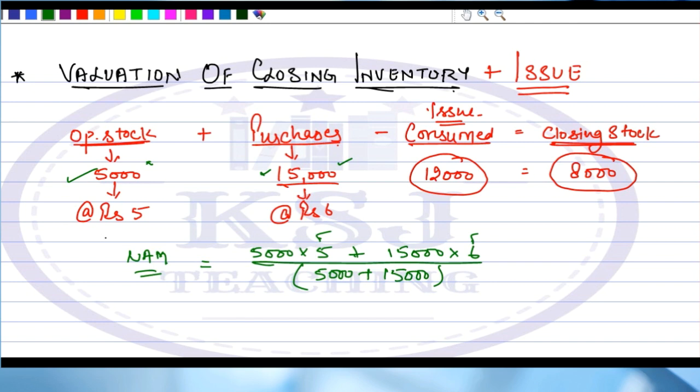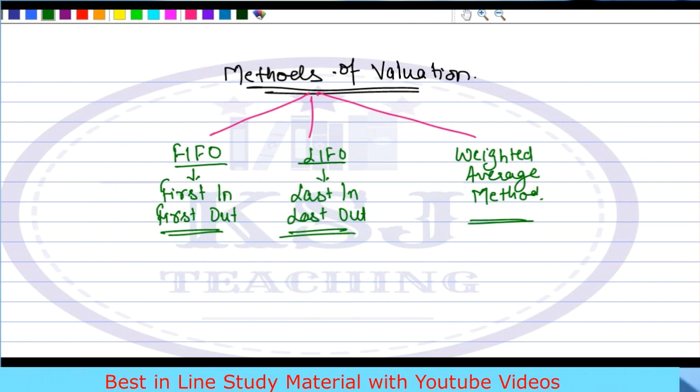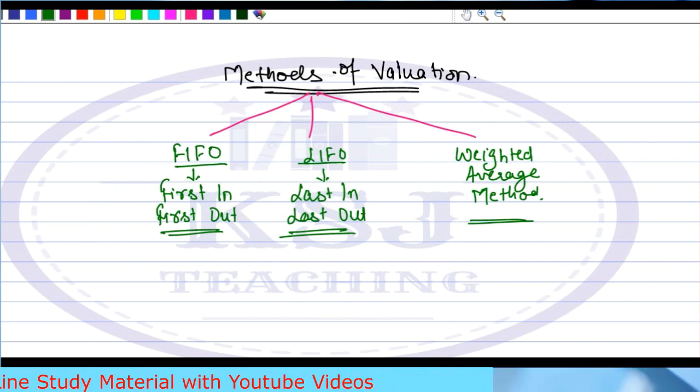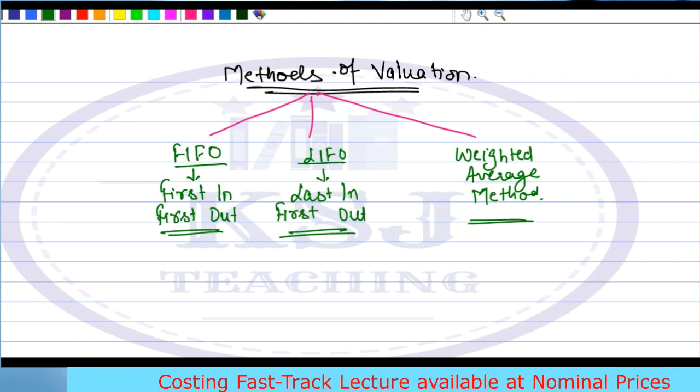So we'll do two questions on the LIFO and FIFO methods. First in, first out: the material which is received first will be issued first. Last in, first out, sorry, not last out. This is last in, first out. The material which is received last will be issued first.